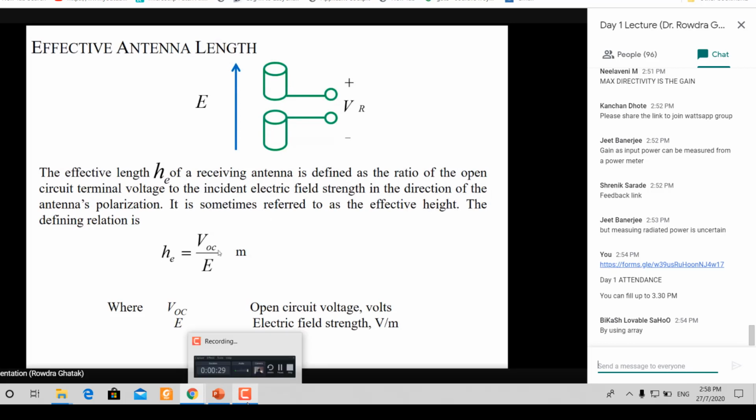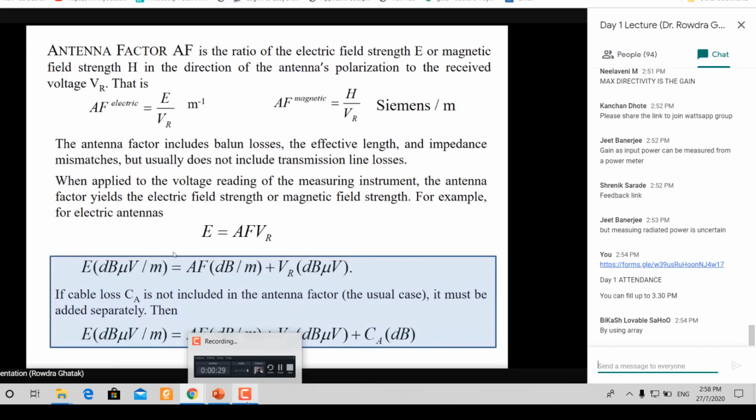which is the open circuit voltage by the electric field strength. So if you know the effective antenna length, which is provided with those antenna systems designed to be sensors, you can find the electric field by knowing what is VOC and dividing it by the effective antenna length. So that electric field strength can be obtained once you know the open circuit voltage.